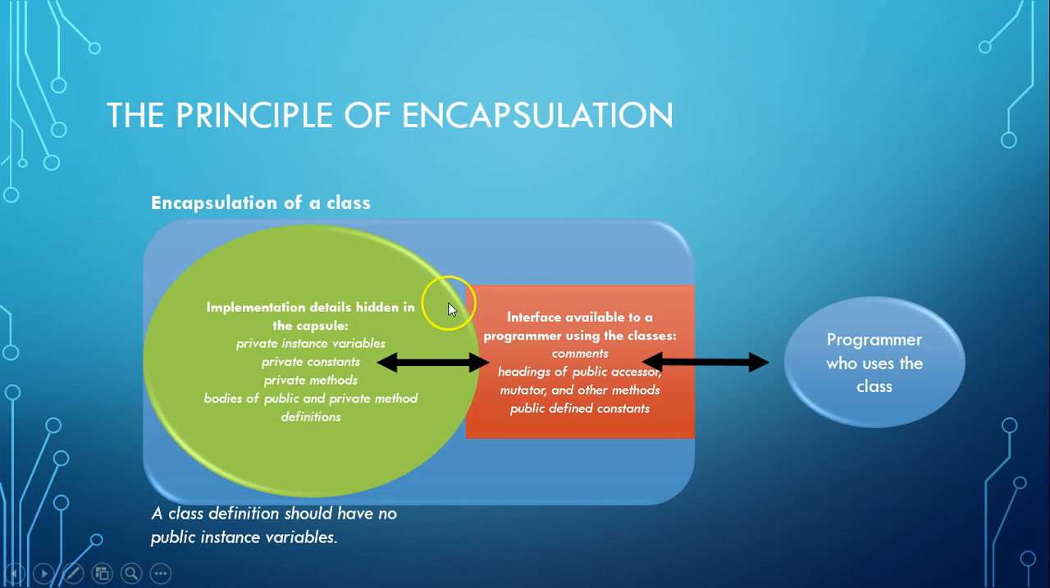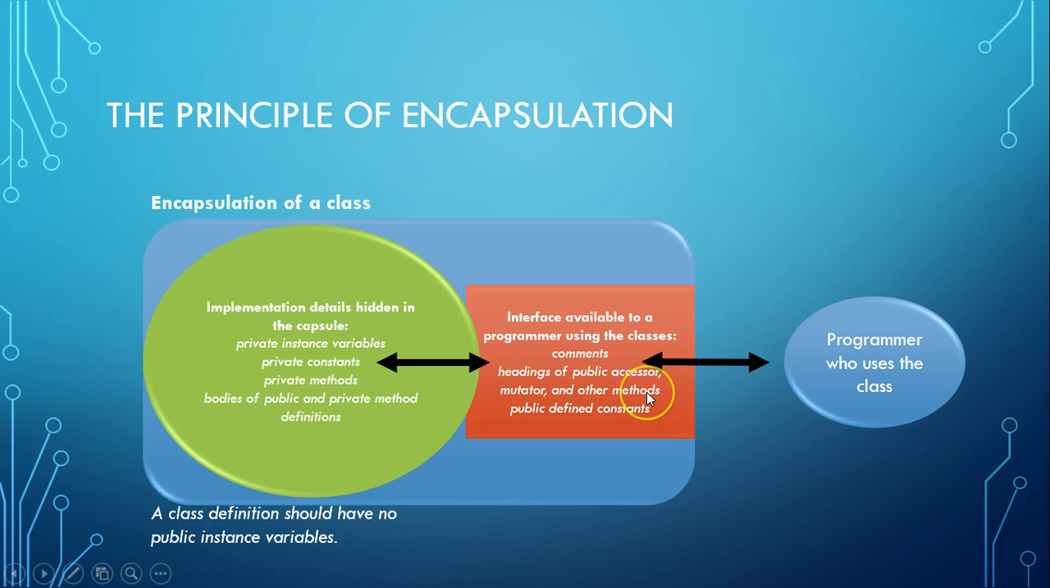When we look at that class, you have the private instance variables, the private constants, the private methods, and the bodies of public and private method definitions. These are the things that are hidden. These are the things that the programmer cannot see. Then we have over here the interface available to the programmer using the class. You can see comments, which are really important for things like documentation. You have the headings of a public accessor, mutator, or other methods.